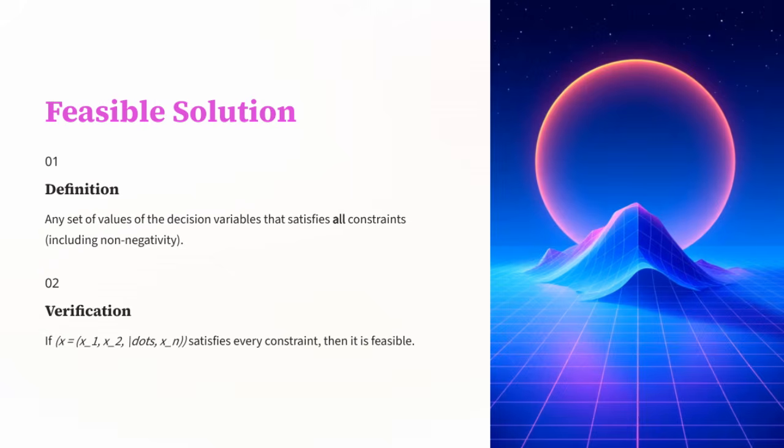And this leads us to the formal definition of a feasible solution. It's simply any set of decision variable values that meets all the constraints of the problem. So, in summary, feasible solutions are the candidates that could potentially be optimal because they respect all the rules we've established.